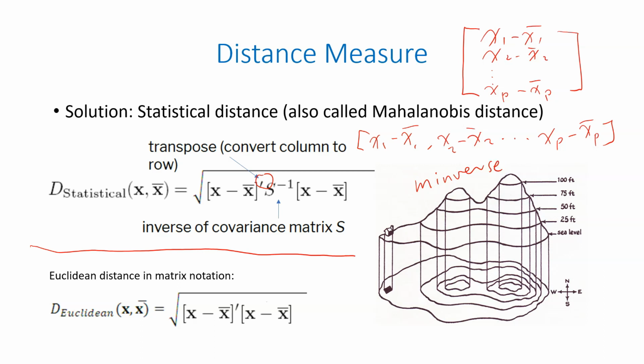As you can see mathematically, it is relatively easy to compute the statistical distance. The other thing I want to mention is that the statistical distance is not that different from the Euclidean distance either. If you write the Euclidean distance formula in the matrix notation, this is what you would get.